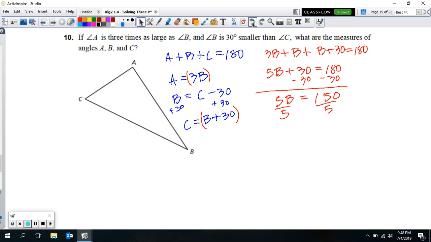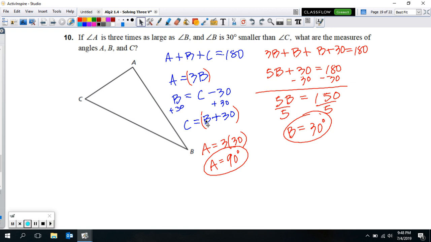And then divide by 5. 150 divided by 5 is 30. So B is 30 degrees. And now we can go ahead and just plug that back into right over here where A is. A equals 3 times 30. So that's what A will be. 3 times 30 is 90 degrees. A is a 90-degree angle. And we can take the 30 degrees and plug it back here for C equals 30 plus 30. And so that would just be 60 degrees. So C equals 60. So you can write your angles in the triangle that A is 90, B is 30, and C is 60.